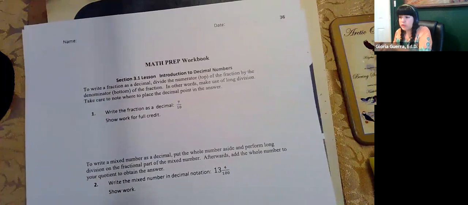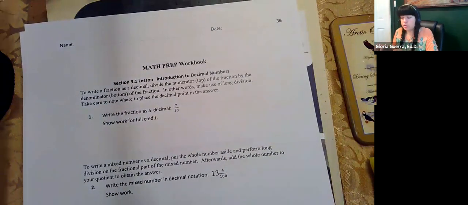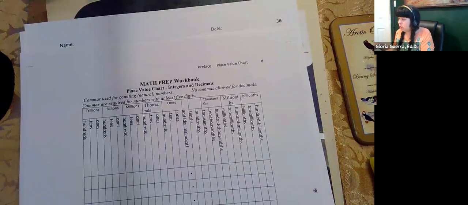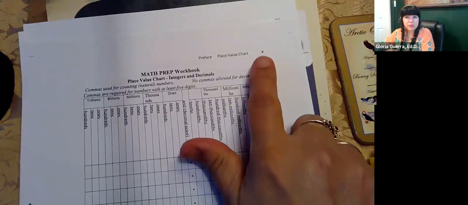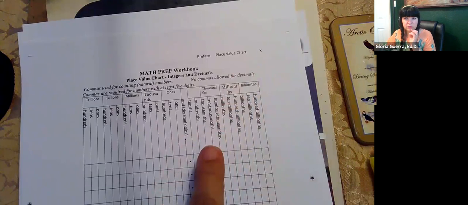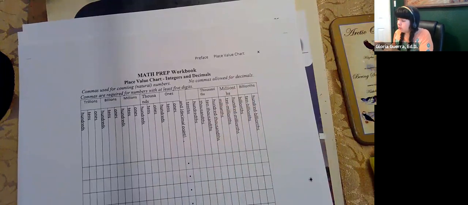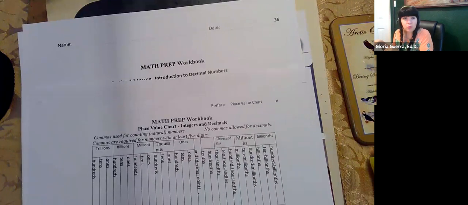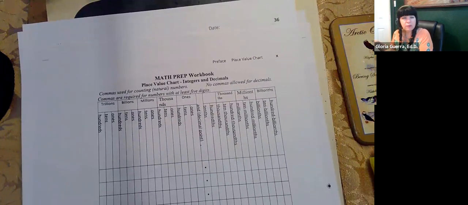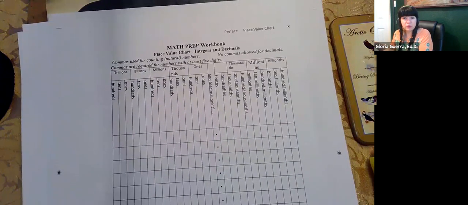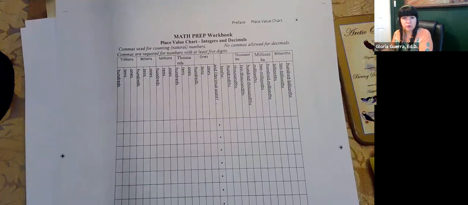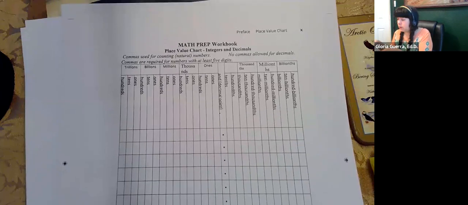What you will need is your place value chart, which is Roman numeral page 10. You can use this as a reference. When we take our quiz covering sections 3.1 and 3.5, I believe that's quiz number 4, you are allowed to have this place value chart out as a reference while you're taking your quiz, okay?